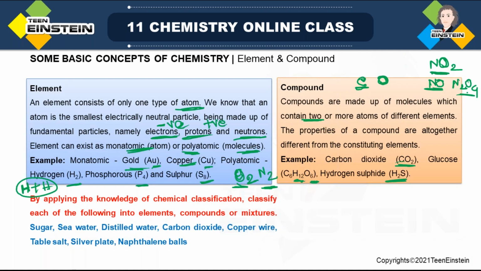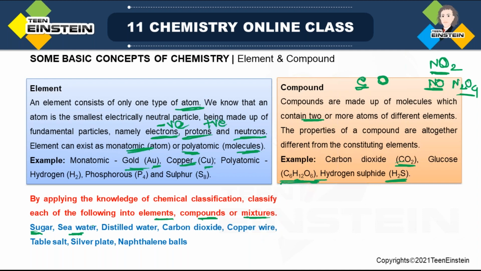Let's discuss this problem, which is based on this classification of matter. By applying the knowledge of chemical classification that we have just discussed, classify each of the following substances into elements, compounds, or mixture. Sugar. So in sugar, mainly glucose is present, and you can consider the formula as this one. Here you have three different elements: carbon, hydrogen, oxygen. So obviously it will be a compound.